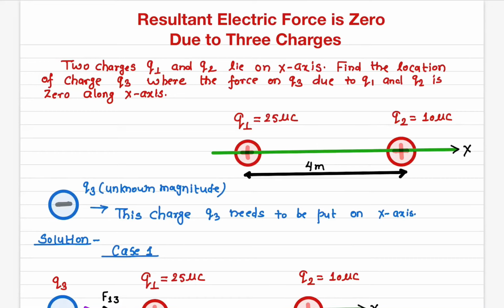In this problem, we are given two charges, Q1 and Q2, and the separation between the two charges is 4 meter, and we have another charge Q3, which is a negative charge. We have to find out the location of charge Q3 such that the force acting on Q3 due to Q1 and Q2 is 0. So we have to locate where I need to place this charge Q3 on the x-axis, where the resultant force due to Q1 and Q2 is 0.